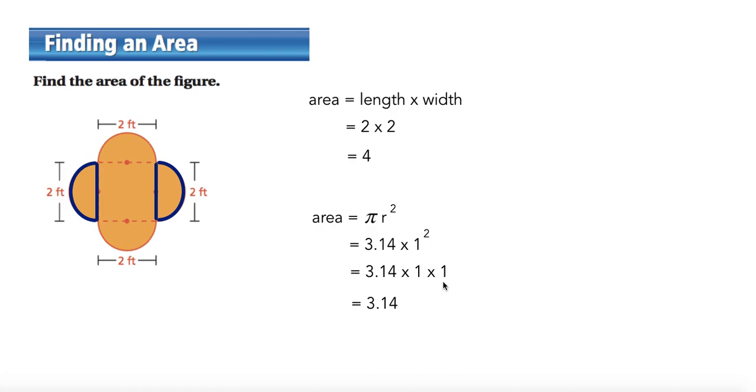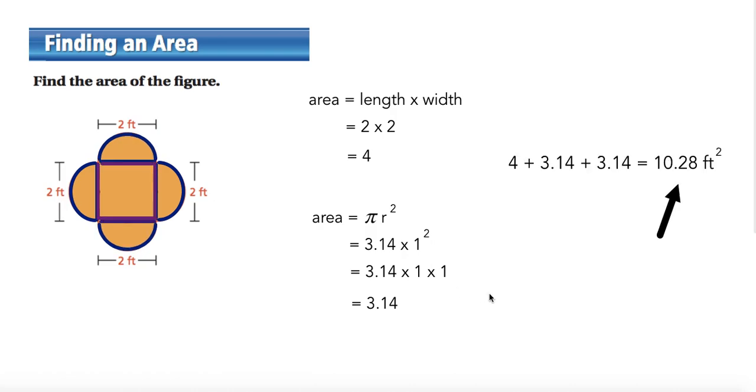What's left for me to do is to take my areas and add them all together. I have 4 plus 3.14 plus 3.14 equals 10.28. You might be wondering, why did I write 3.14 twice? Well, that is because we have 2 circles. So in my model, I highlighted all of the parts that we are adding together.